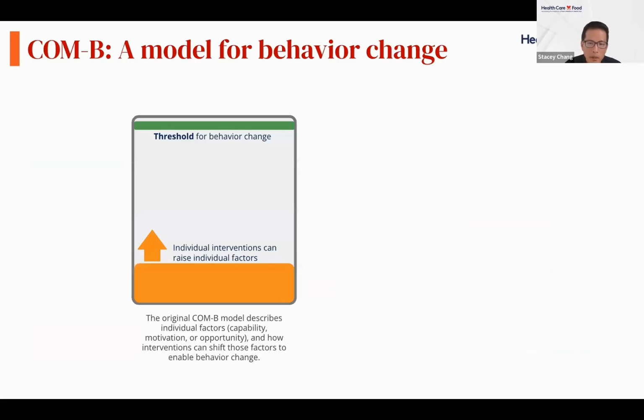The original COM-B model describes how interventions can target an individual's capability, opportunity, and motivation to elevate the likelihood of productive behavior change. We characterize it as a threshold here in green, which, when crossed, produces the desired behavior change. Many food as medicine interventions focus on enabling or improving these individual factors in order to cross the threshold for behavior change.